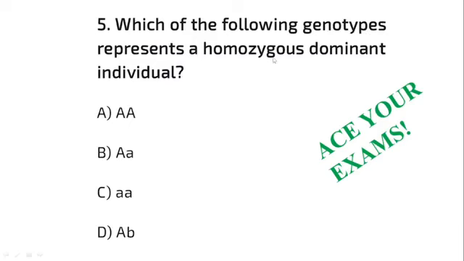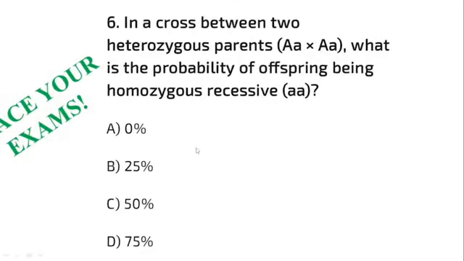Now, the question is saying, which of the following genotypes represents a homozygous dominant individual? The homozygous dominant individual will be represented by two alleles which are both dominant, which is A. So this is our correct answer. We now move on to our question 6.